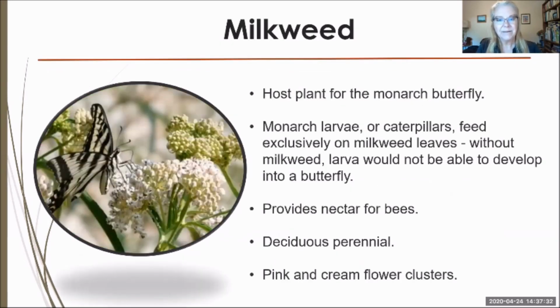And milkweed. This one's huge. This is the host plant for the monarch butterfly. So monarch larvae or caterpillars feed exclusively on milkweed leaves. Without milkweed, the larva would not be able to develop into a butterfly for the monarch. It provides nectar for bees. It's a deciduous perennial, and it has pink and cream flower clusters. It's really, really pretty.